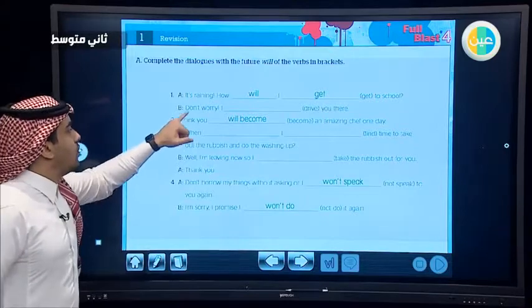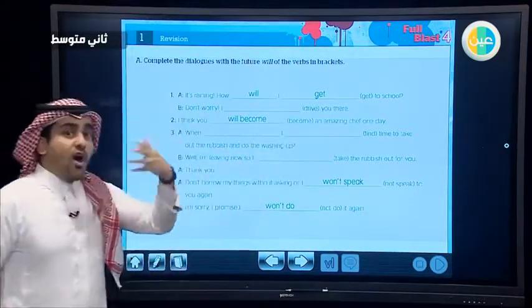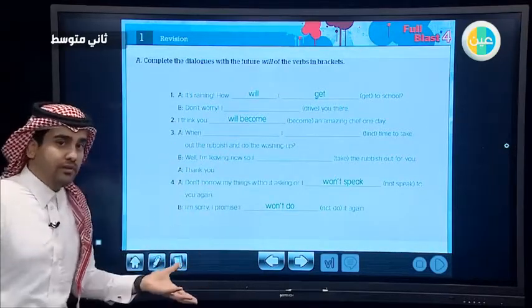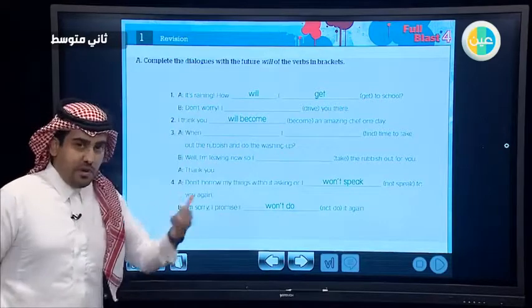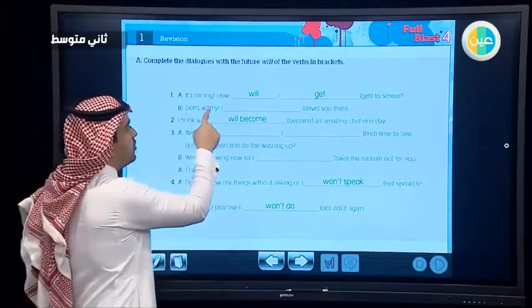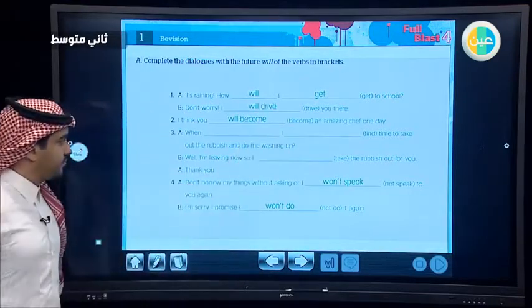So the answer is don't worry, I blank drive you there. So this is offering help. He's offering something. So we need to use the future with will. So here he offers a service and offers help, so we use the future will. So we say don't worry, I will drive you there.